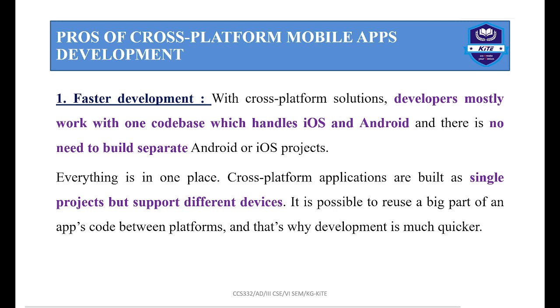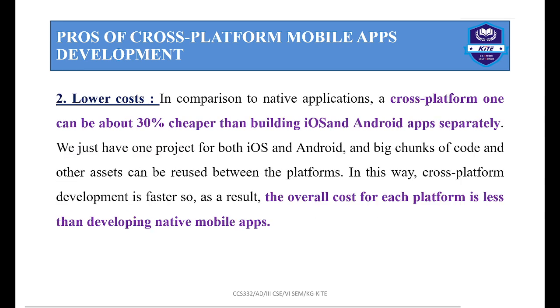Everything is in one place. That is, cross-platform applications are built as single projects but support different devices. For example, Gmail, which is opened in a web browser, can also be opened as a mobile application. Similarly, Instagram, Facebook, Uber, everything has been developed as one code base, but is accessible on different platforms. So it is possible to reuse a big part of an app's code between the platforms, and that is why development is much quicker.